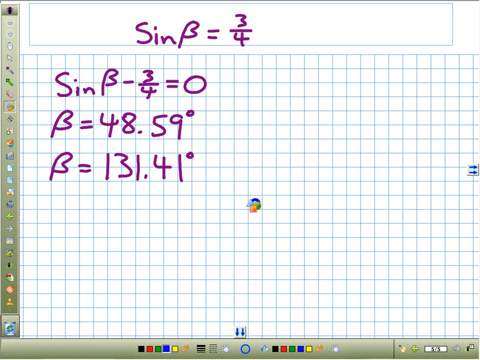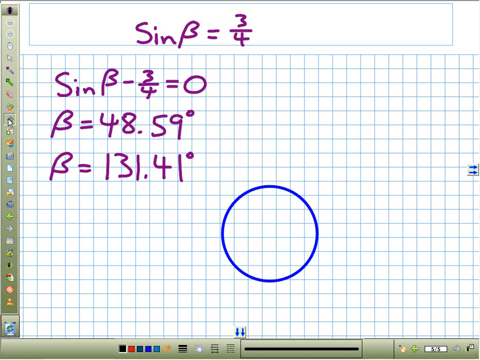But just for a minute, let's look at a circle. Now, look. We found our two solutions. Let me make a circle. And we found that one solution was about 48.59, over here somewhere. Now, what quadrant is the solution 131.41 in? The second one, right? In other words, here's 180, here's 90, so it would be about right here.